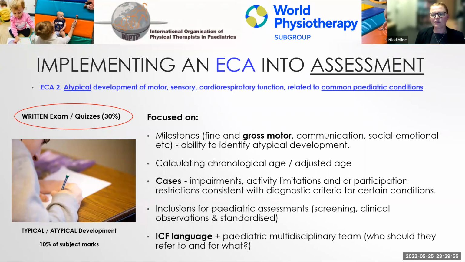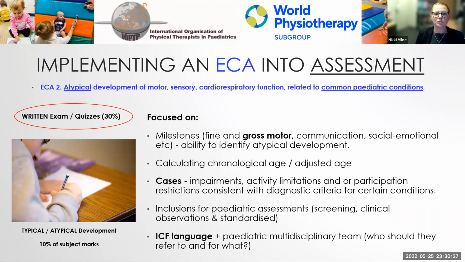They're asked to calculate chronological age and adjusted age so they can make correct decisions about assessment. They're given cases where they have to identify whether the impairments, activity limitations, and participation restrictions are consistent with particular diagnostic criteria for conditions they've been learning about. And they need to be able to then go on and say whether they think that's consistent with that diagnosis. And they're also asked to identify the inclusions for paediatric assessments based on some of these cases.